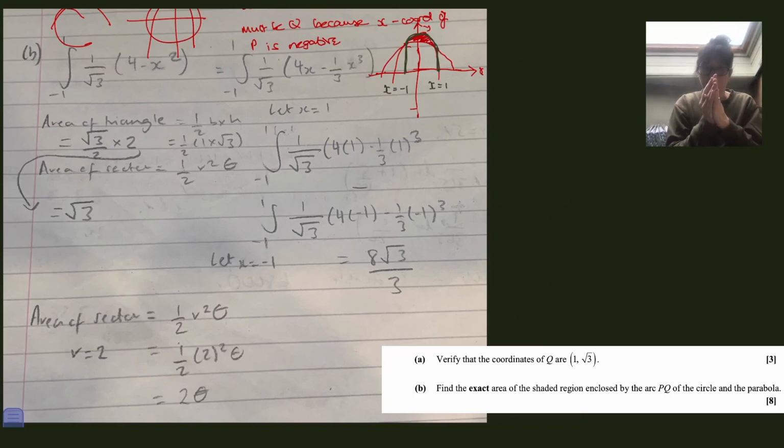Now, how do I know that the x-coordinate of P is -1? Because it's symmetric. The circle is symmetric because its centre is 0, 0. The parabola is symmetric because if you look at its equation, you'll see that it's just been flipped upside down, stretched and moved up, hasn't been moved left or right at all. So that's symmetric as well, and I know that the x-coordinate of Q is 1, so the x-coordinate of P is -1. So that's what I want to do first.